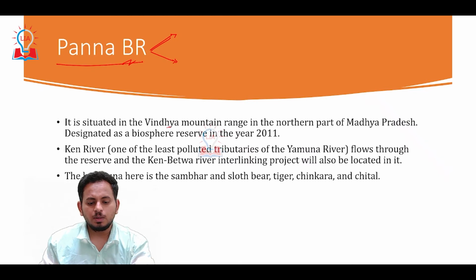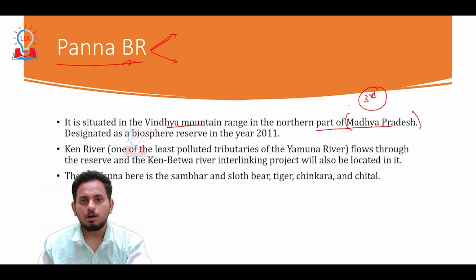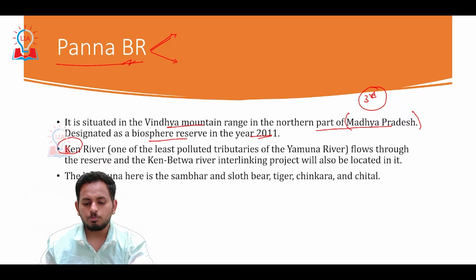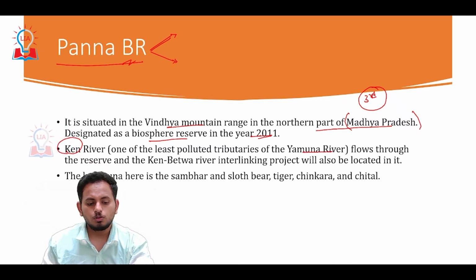It is situated in the Vindhya mountain range in the northern part of Madhya Pradesh. This is the 3rd Biosphere Reserve that we're talking about in Madhya Pradesh. It is designated as the Biosphere Reserve in the year 2011. Ken River, one of the least polluted tributaries of Yamuna River, flows through the reservoir, which means the river interlinking project that is happening.